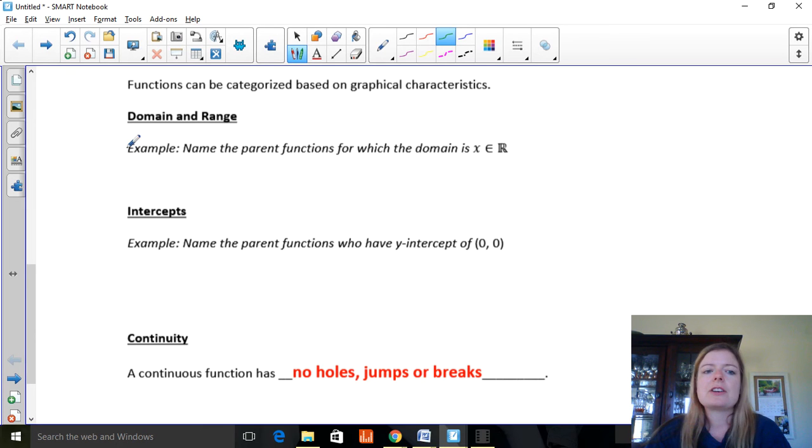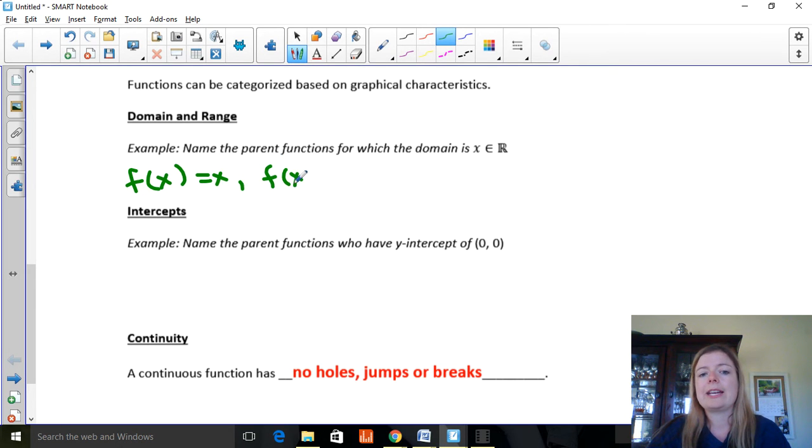So for any function, you'll need to be able to talk about the domain and range. That's just one property, domain and range together. So for instance, name the parent functions for which the domain is x is in the set of all real numbers. Well, the first parent function is the linear function, and that has a domain of all real numbers, so I can include that.